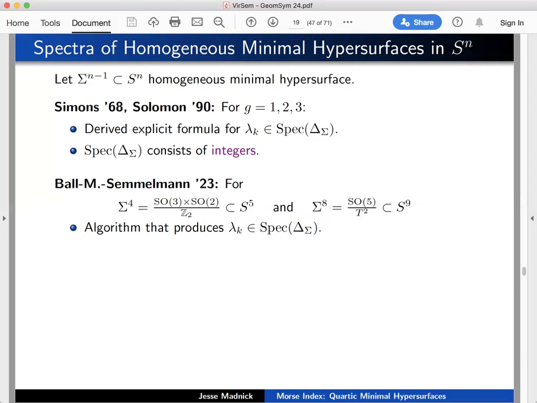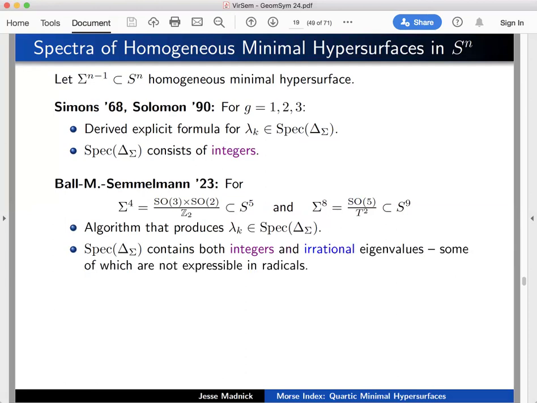So you might say, well, maybe that's disappointing, right? Why couldn't we get a formula? Why did we have to settle for an algorithm? But we think that there's a good reason. It turns out that for these two minimal hypersurfaces, the spectrum doesn't just contain integers. It also contains irrational Laplace eigenvalues, some of which are not expressible in radicals. So that's a really striking difference in the G equals 1, 2, and 3 case.